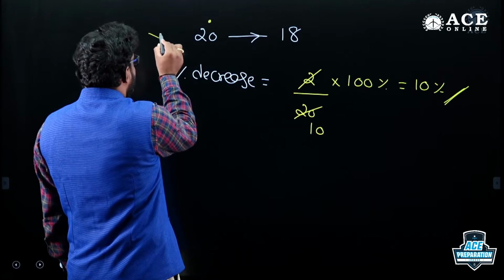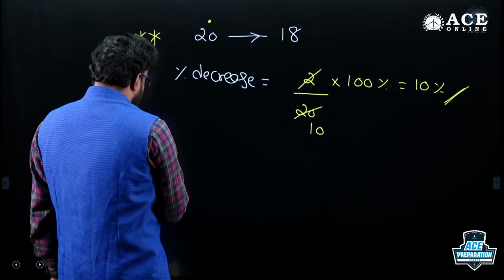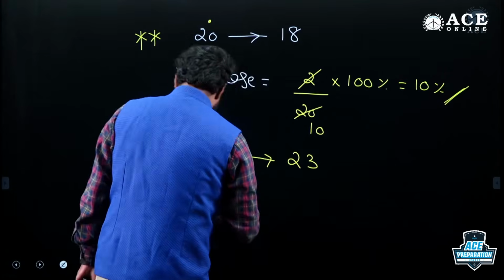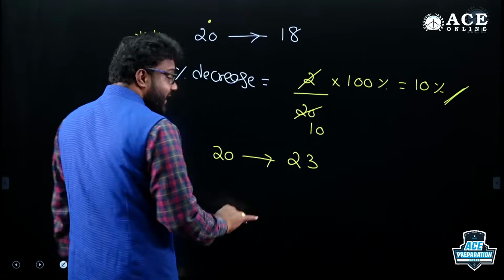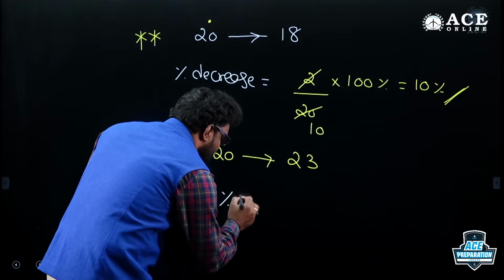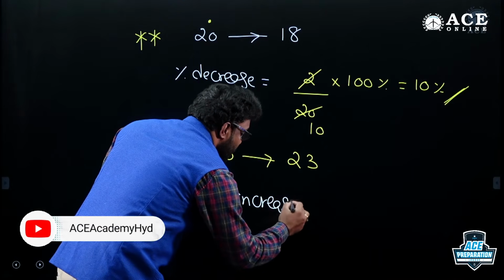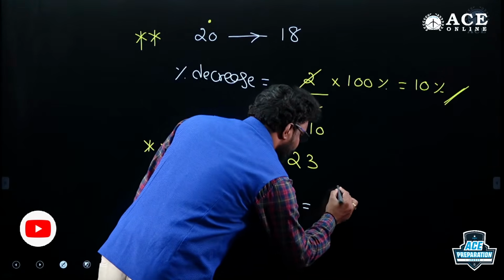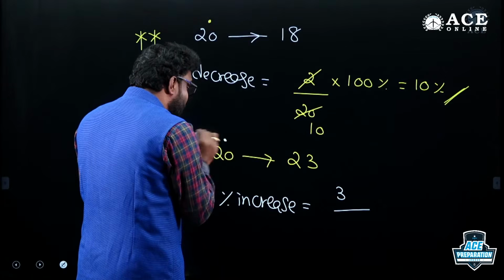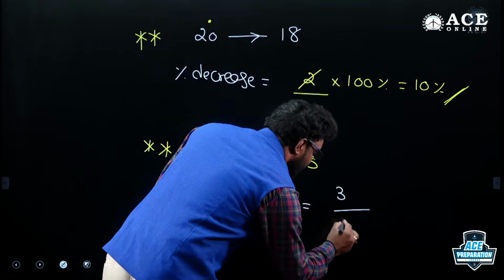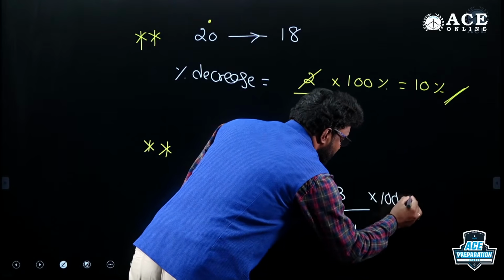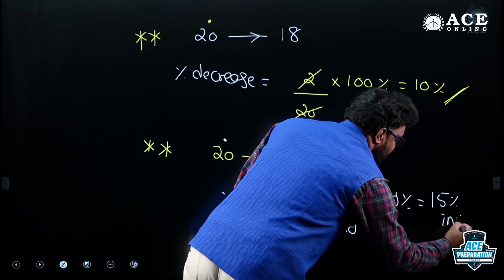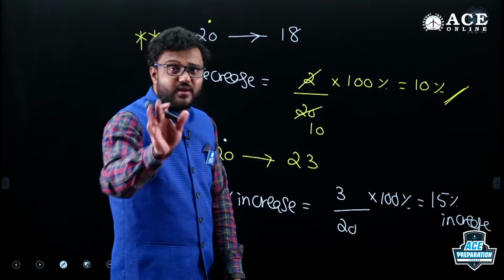Whereas if 20 becomes 23, clearly we can understand it's an increase. What is the percentage increase or percentage rise? 20 becoming 23 means 3 increased. So 3 with respect to the initial value only. What is the initial value? 20, into 100 percent, which is nothing but a 15% increase, or 15% profit. See, profit and loss are almost completed.